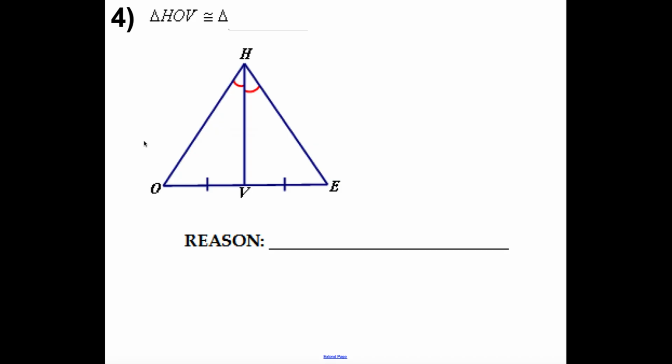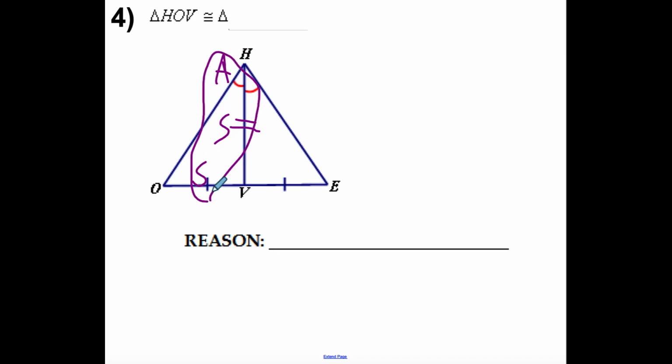Last one here, number 4. Looks very similar to the one we just had, except this time we don't have a perpendicular segment. Now they did give us a congruent angle, so this is like HV is an angle bisector, and we have a shared side. You have a lot of shared sides in these types of problems, so always keep an eye out. But unfortunately, this is angle, side, side. See how the angle's not between the sides this time?